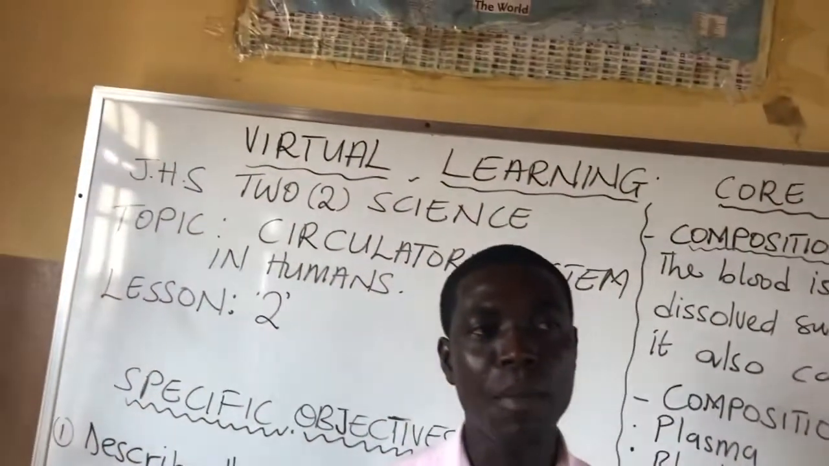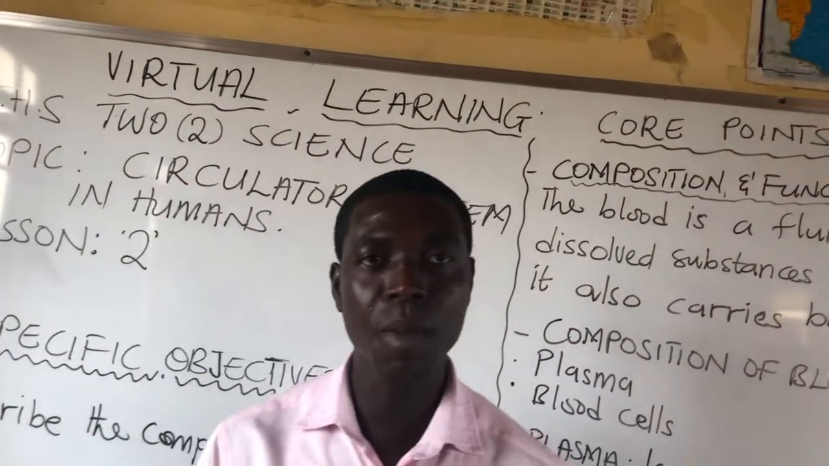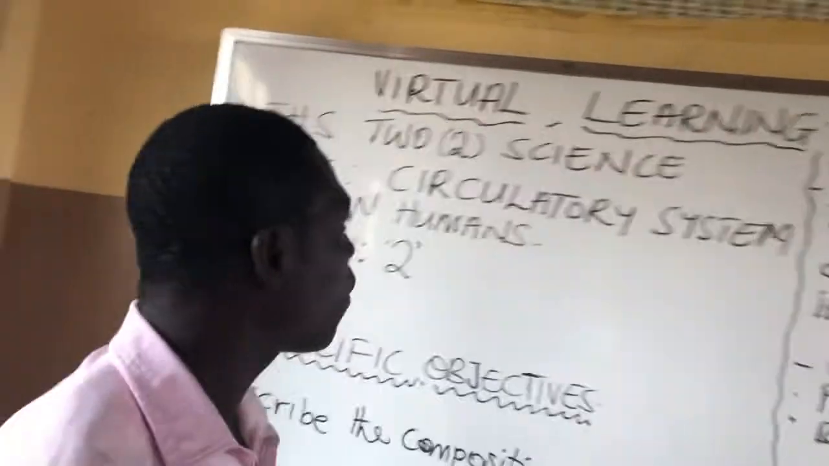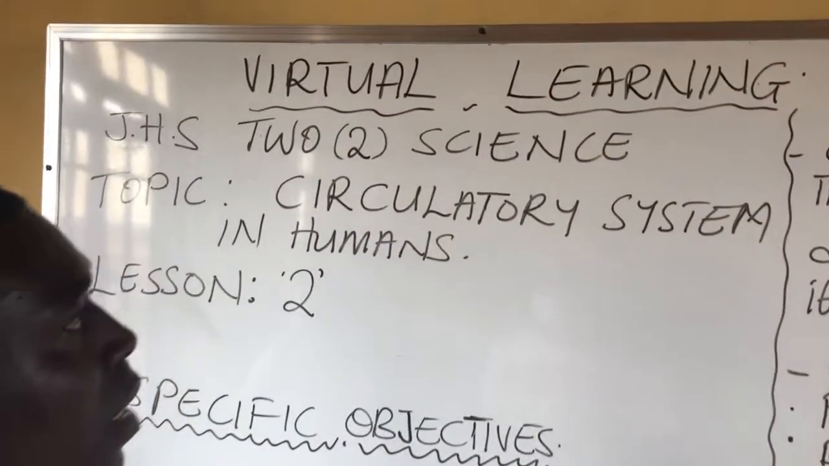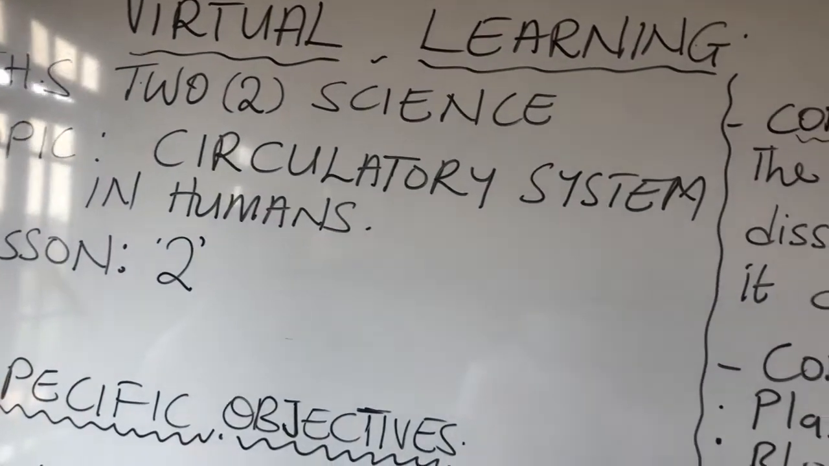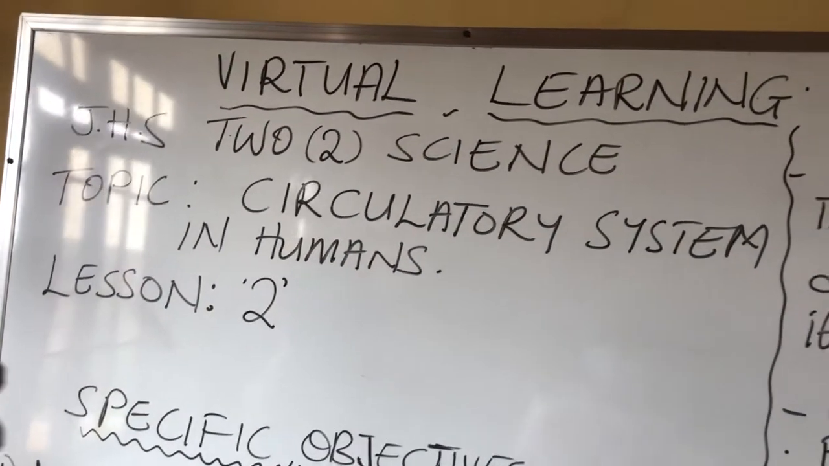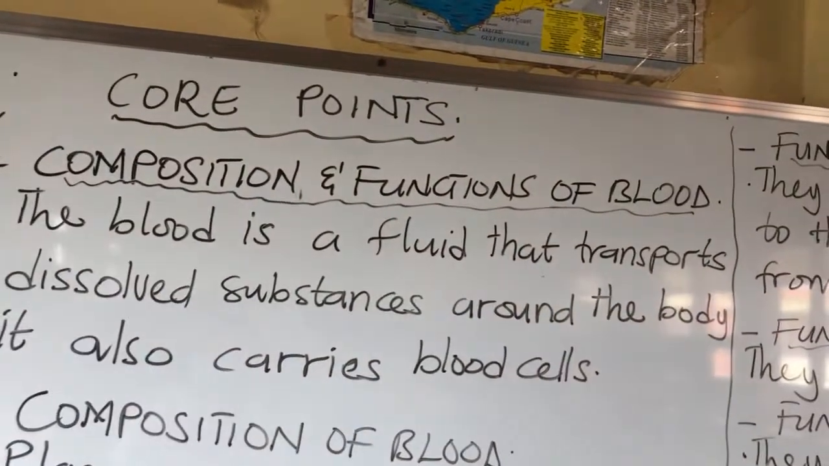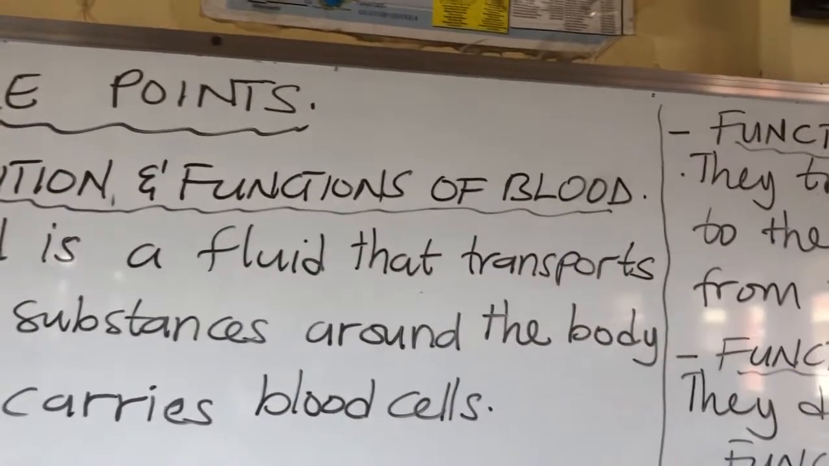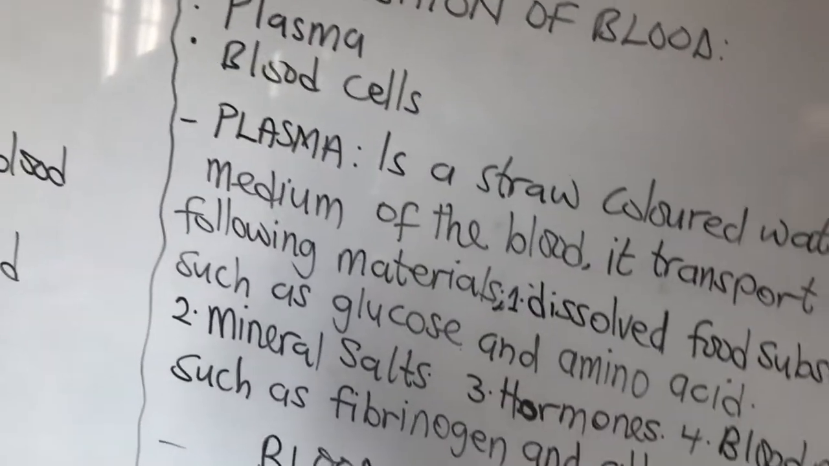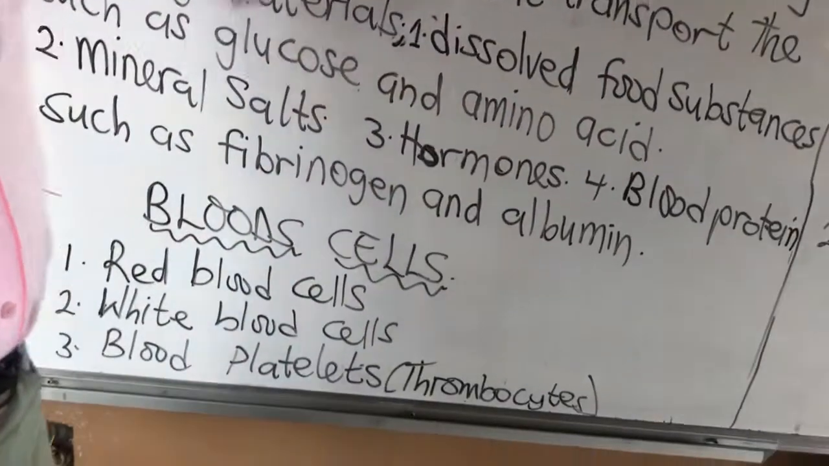So today we are talking about the circulatory system of humans, and I'm still your facilitator, Mr. Samuel Yeboah. Today we are looking at the following aspects of the circulatory system of humans. We are looking at the composition and functions of blood. We'll also be looking at the blood cells. And we are also going to talk about the importance of blood clotting.